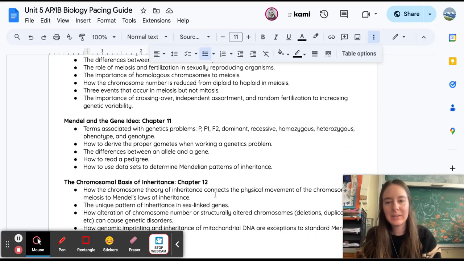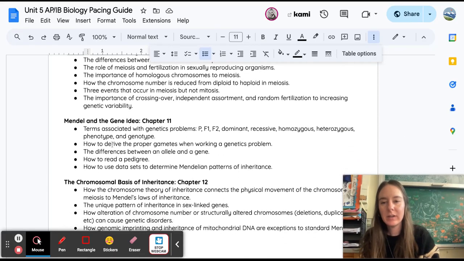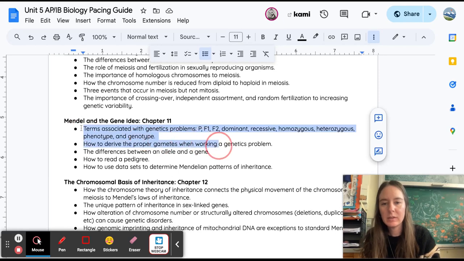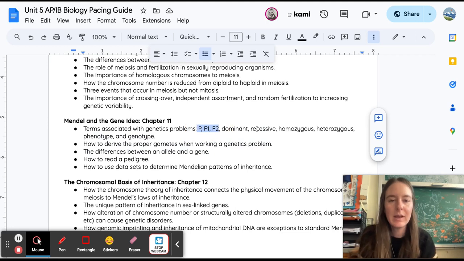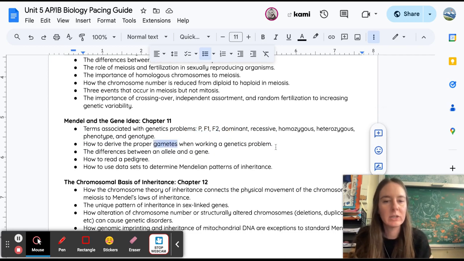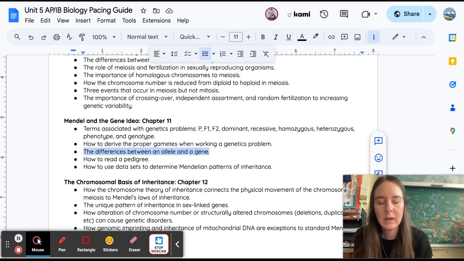Chapter 11, Mendel and the Gene Idea. In this video, part 1, we're going to be looking at these 3 you must know: the terms associated with genetics problems, P, F1, F2, dominant, recessive, homozygous, heterozygous, phenotype and genotype; how to derive the proper gametes when working a genetics problem; and the differences between an allele and a gene.